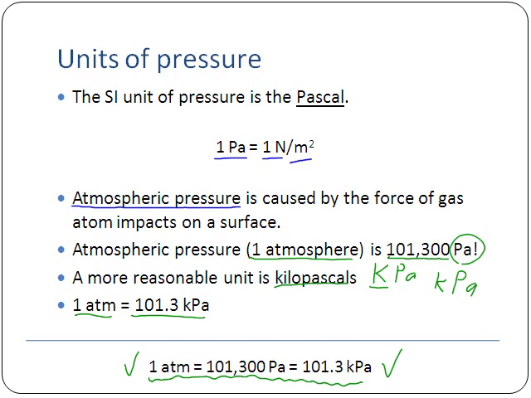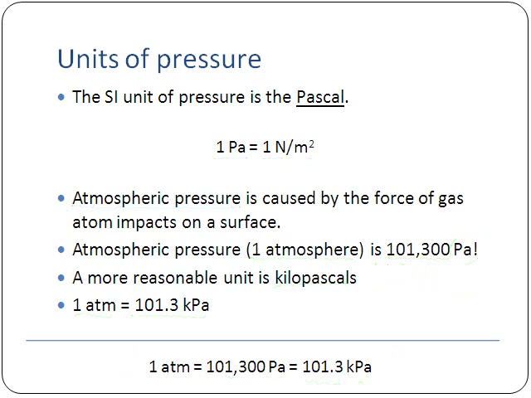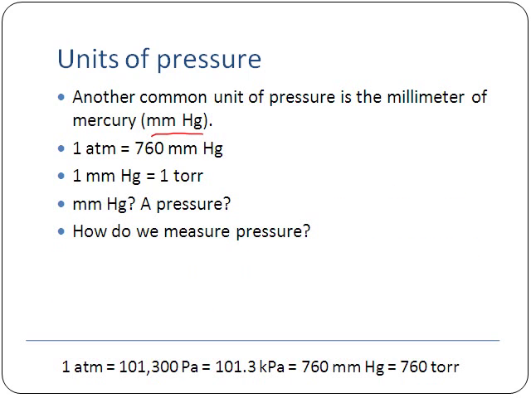So this is sort of what we have so far for units of pressure. We've got that 1 atmosphere is 101.3 kilopascals. Continuing as we go on, another common unit of pressure is called the millimeter of mercury. The abbreviation here is simply mmHg, millimeters of mercury. And we're going to define things in such a way so that 1 atmosphere is 760 millimeters of mercury.